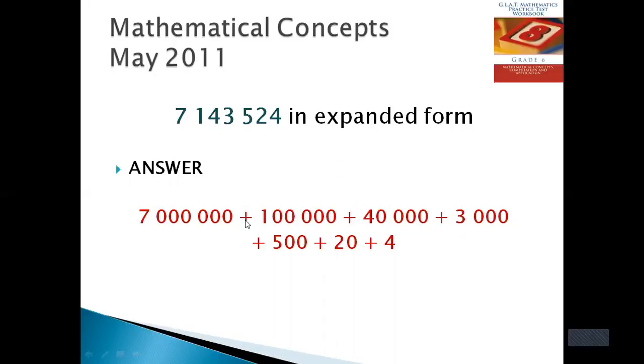Then we write a plus sign, and we go to the next digit, which is the 1. So we write the 1, and everything that comes after the digit 1 in this number is replaced with zeros. This is what we have here. We write our plus sign again, and then we go to the next digit, which is 4. We write our 4, and all of the digits following our 4 are replaced with zeros.